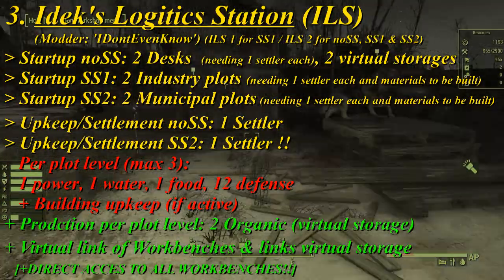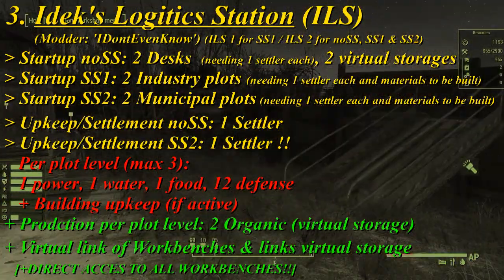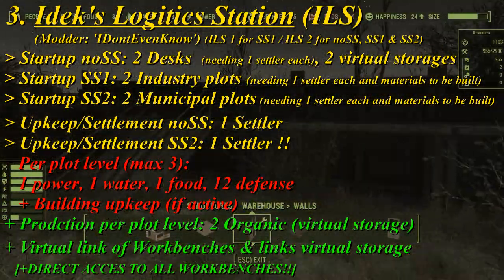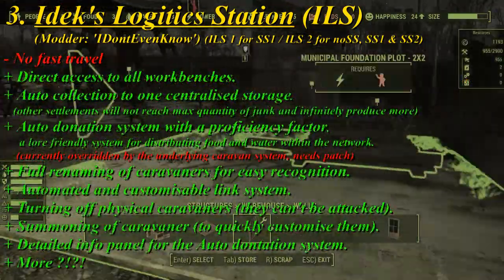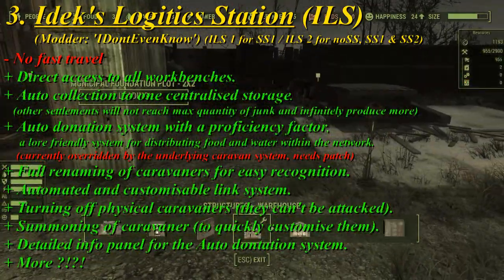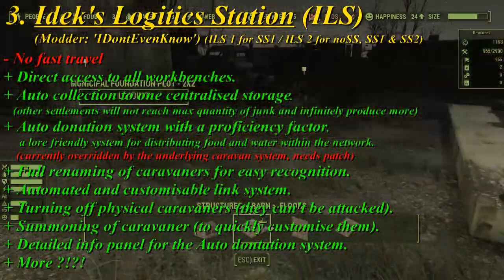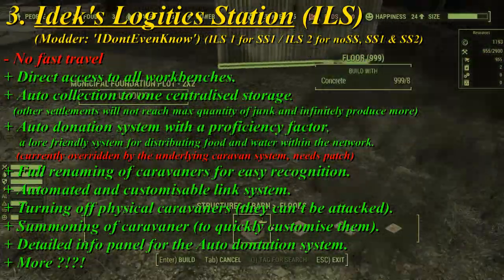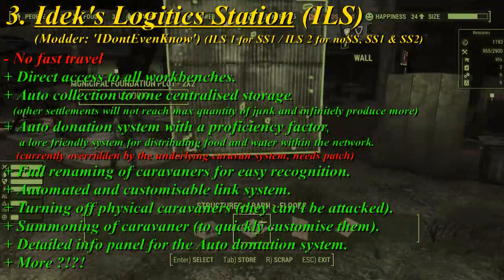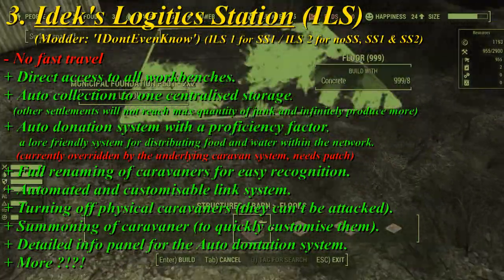So why use ILS over the vanilla caravan system of Sim Settlements 2? Well, the only drawback, as I said, is the fast travel system is not there. But what are the benefits that it offers? Well, for one thing, it does auto collection, not to be confused with auto donation.